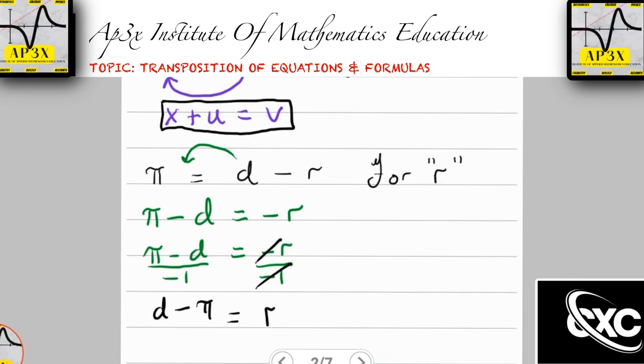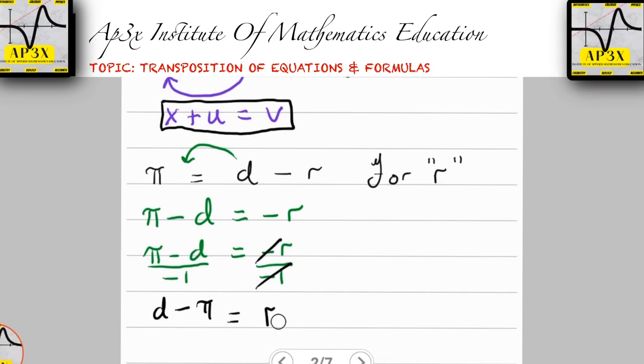I always struggled, and I wanted to let you guys know that the reason we do this is that if we divide -d by -1, we end up with a positive d. And most times we like our positive variable to be at the front. Remember that this pi here is positive. So when you divide a positive by a negative, you end up with a negative pi. So we like our negative terms to be at the back, and that's why we end up with d minus pi as opposed to pi minus d.